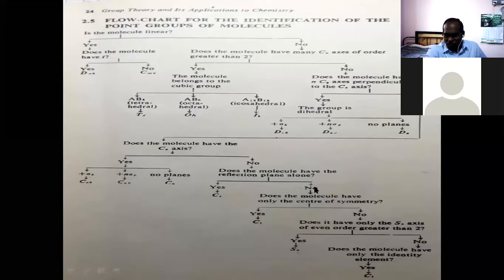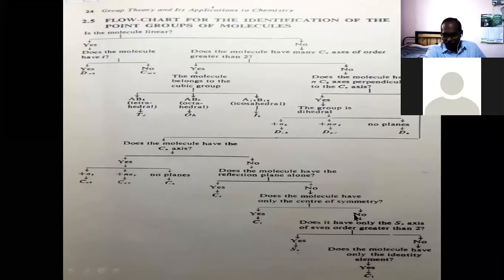If it is no, then another question is, does the molecule have only the center of symmetry? Center of symmetry means only i is present, nothing else. Then you may ask, sir, here also the same question, whether it contains the center of symmetry. So the questions are different. Here it contains only the center of symmetry, but there it contains a C infinity axis and also the center of symmetry, and the molecule is linear. Here the molecule is not linear. So does the molecule have only the center of symmetry? It belongs to the Ci point group, Ci.